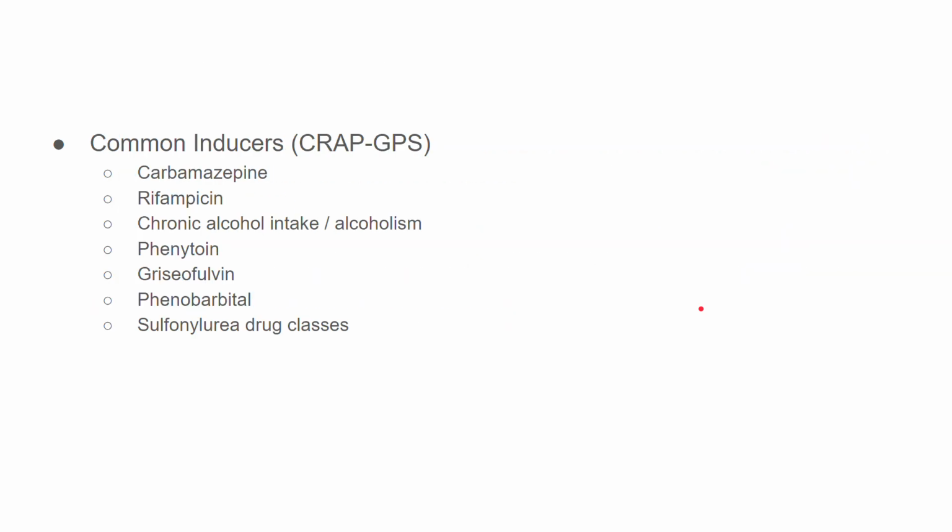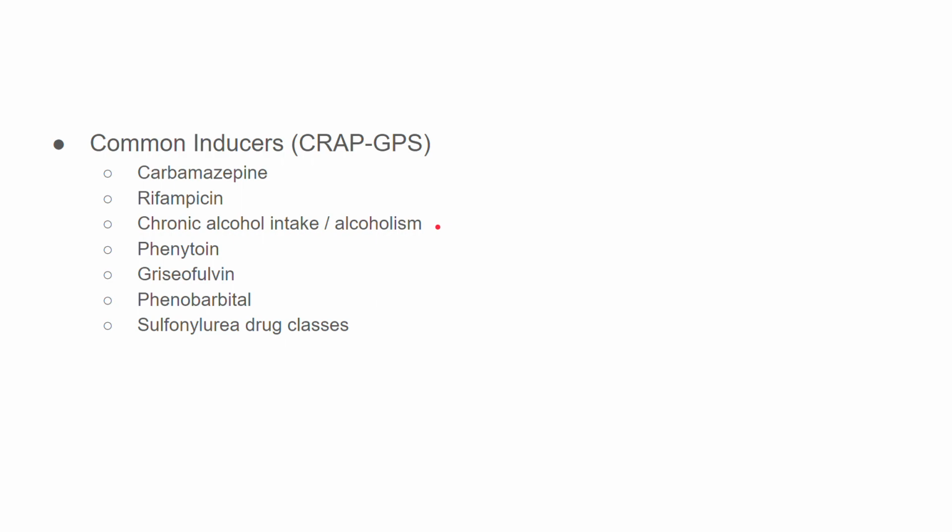So let's just notice or know these common inducers. I am not fond of mnemonics, but this is one of the mnemonics that you can use. Carbamazepine, an anti-seizure medication. Rifampicin, a drug that you use for bacterial infections, including tuberculosis. Chronic alcohol intake or alcoholism.